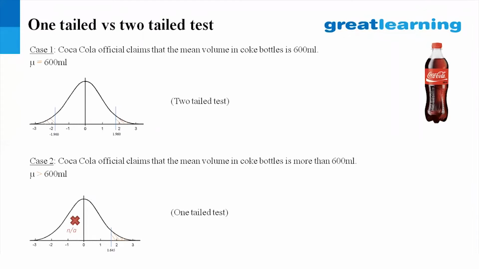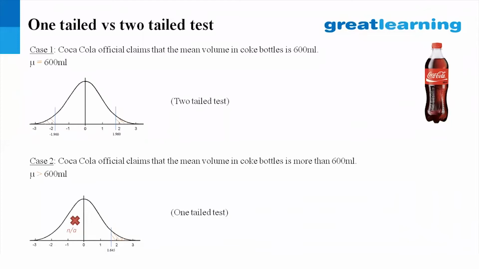So this is an alternative hypothesis. Mu greater than 600 ml is an alternative hypothesis. And if you remember, I told you that the alternative hypothesis will always fall on the side of the rejection region. So here the alternative hypothesis is falling on the right hand side, which is also the rejection region. So this is how you distinguish between a two-tailed and a one-tailed test.